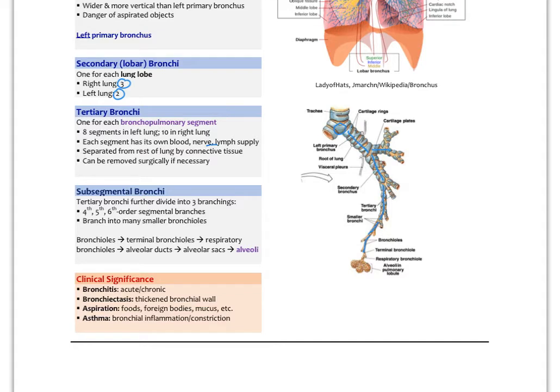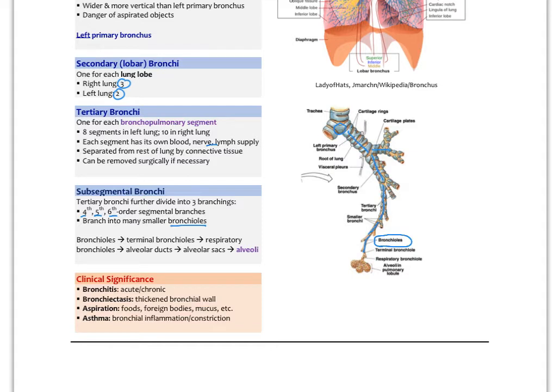Then there are subsegmental bronchi. So these are further divisions of the tertiary bronchi. They divide into 3 branchings. There's a 4th order, 5th order, 6th order segmental branches, and then they lead into the bronchioles. So you can see the little bronchioles down here. Those are the tertiary bronchi, the subsegmental bronchi.